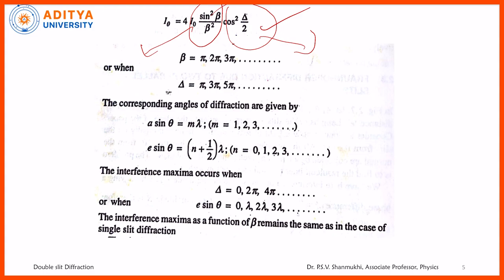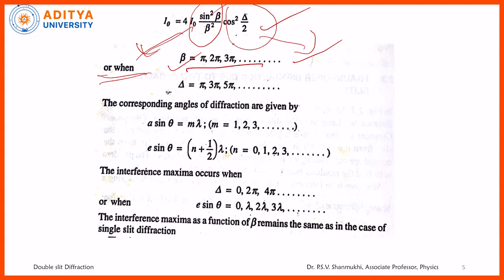Already in case of single slit analysis, in the same way we analyzed sin square beta by beta square. So we are just taking the conditions from the single slit Fraunhofer diffraction case. What is the condition for maxima? What is the condition for minima? Already we said beta is equal to plus or minus m pi. That is the case of the minima. That's why pi, 2 pi, 3 pi, these are the minima cases.